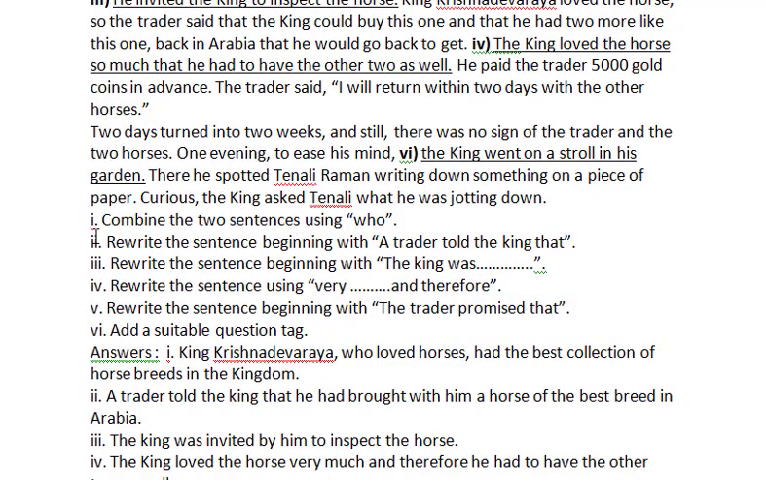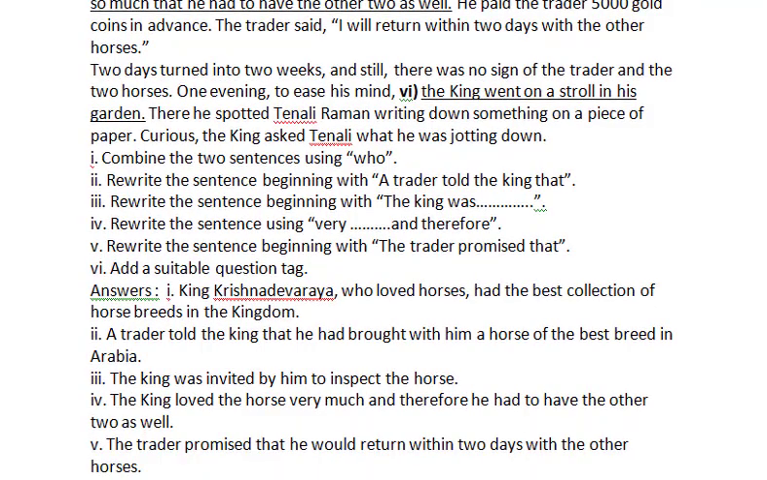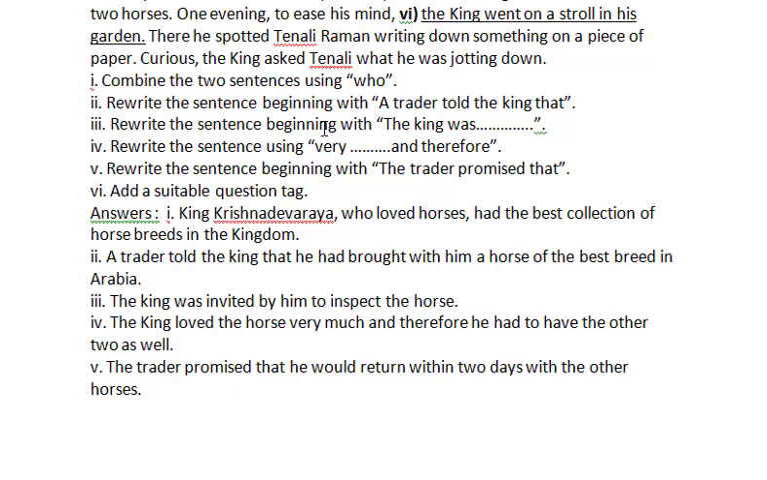You need to answer any 4, but my valid tip here is answer 6 out of 6, irrespective of right or wrong answers. See, here you can have questions like this. Combine the 2 sentences using who. Rewrite the sentence beginning with a trader told the king that the king was very and therefore. So you have defining and non-defining relative clause topic, active voice and passive voice topic, direct and indirect speech, simple, complex and compound sentences, and once again direct and indirect speech.